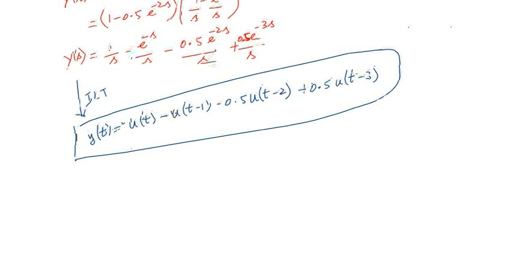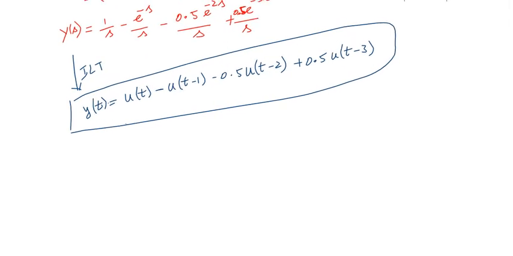Now they are asking to sketch it. Let's draw the signal y of t. What is it? It's u of t minus u of t minus 1. This is u of t. At time 1, what happens? Another step signal, but it is getting subtracted. So we will get this part.